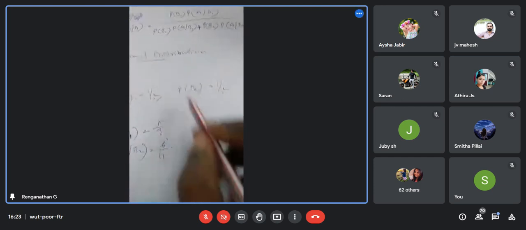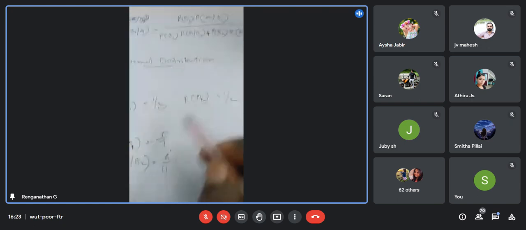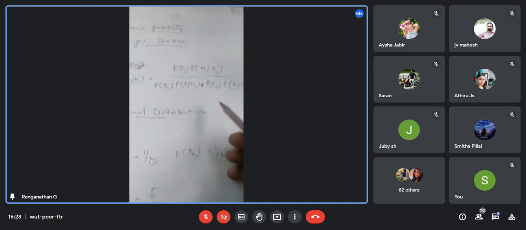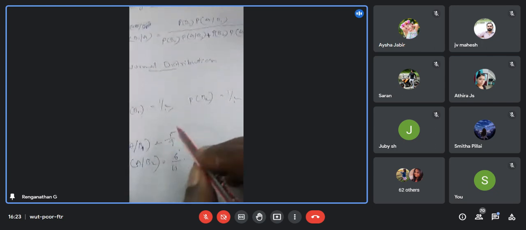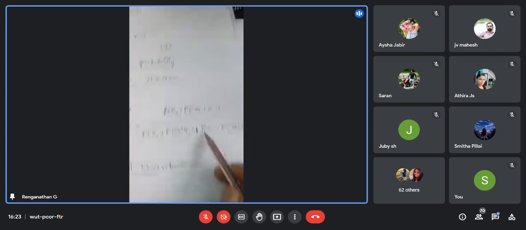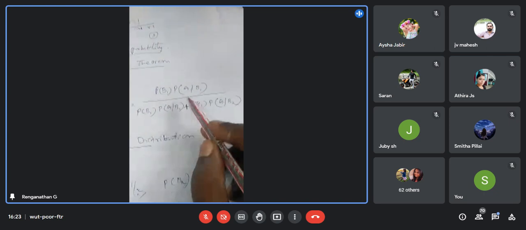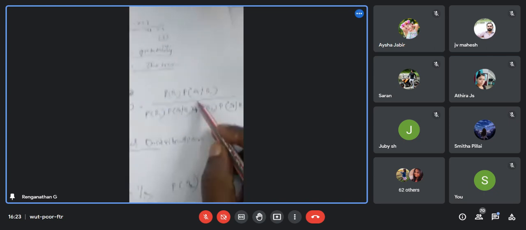I explained all the constraints related to the formula here. All the values are available here. Since all the values are available, just apply these values into the formula and find the answer.